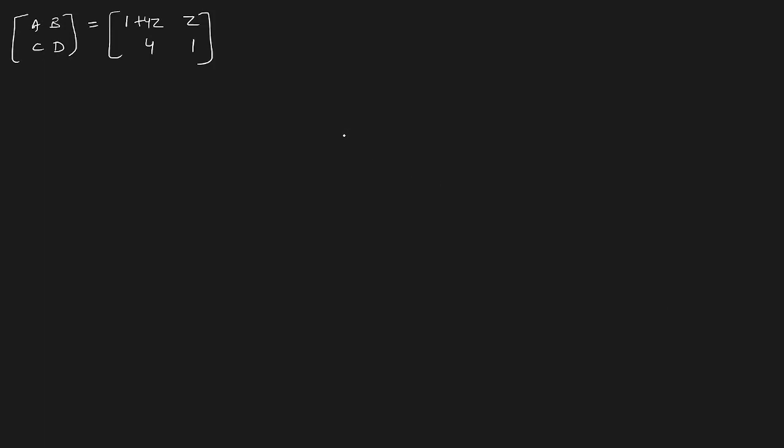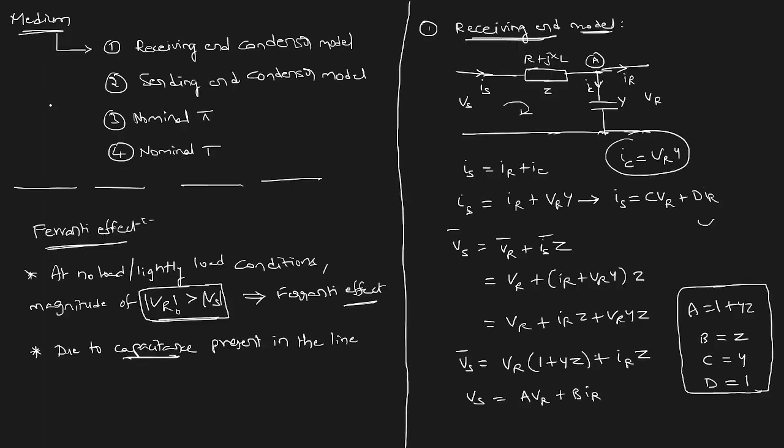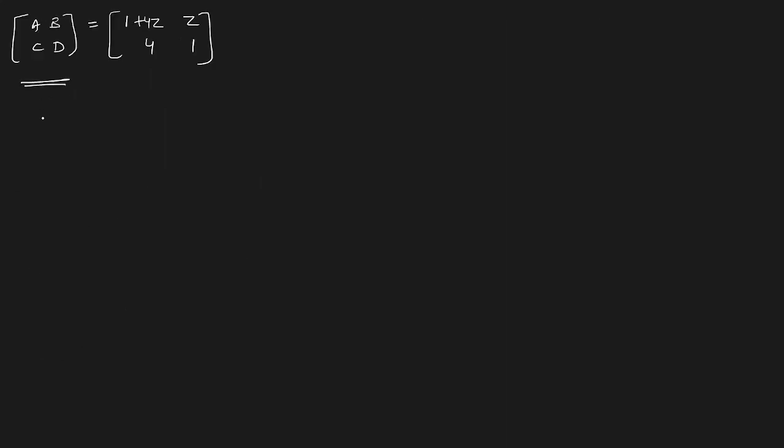Now let us analyze whether this model has the Ferranti effect or not. If you analyze the medium transmission line through this method, we can see whether there is a Ferranti effect or not. Let's test. We generally know that VR naught is equal to Vs by A, therefore Vs by (1 plus YZ) here. And many people will feel that since it is 1 plus something, it is greater than 1. Therefore, we can conclude that VR naught will be less than Vs.